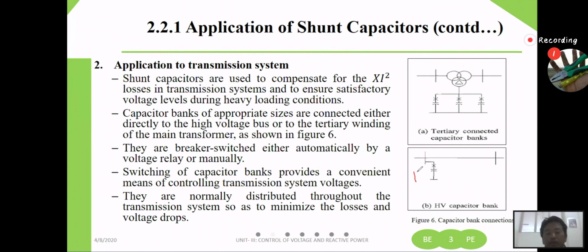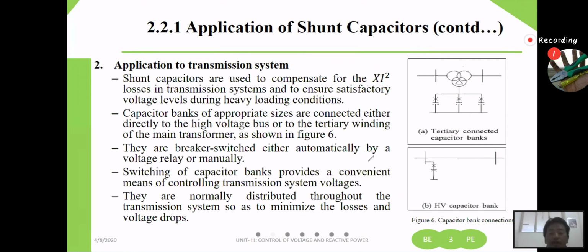Earlier it had to be done manually, which means we had to measure at the end, and if the voltage was low you had to go there and switch on, and if the voltage was high you had to switch off. But nowadays it has become automatic because of the development of relays. A voltage relay will sense low voltage or undervoltage, and then our capacitor bank will be switched on. The connection remains the same.